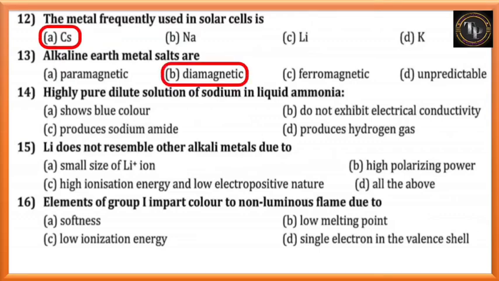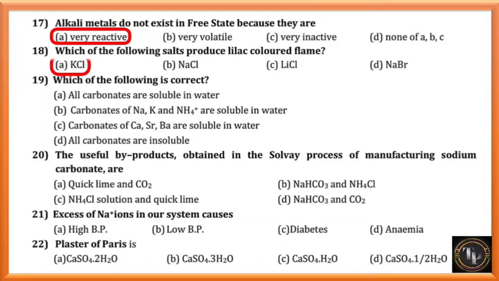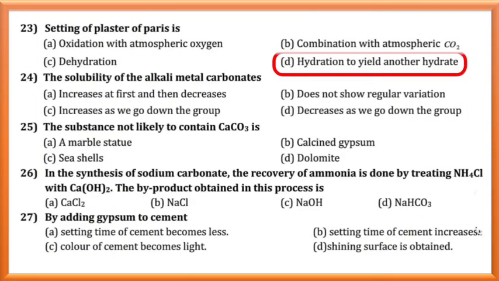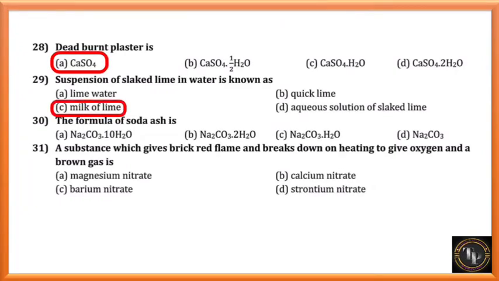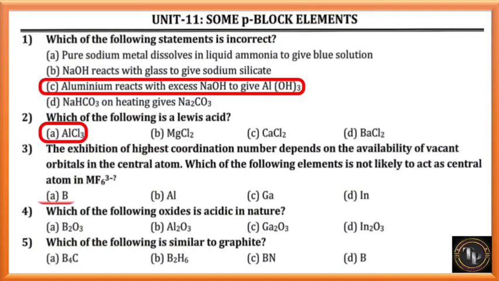Metal frequently used in solar cells: cesium. Alkaline earth metal salts are diamagnetic. See, these are the answers. Next questions. If you want, you can take a screenshot, guys, quickly. Each chapter has about 20 to 25 MCQs given. Definitely they will ask questions from these MCQs only, guys, because I have put in a lot of effort to make this video. Next one, some P block elements. So these are the answers you can take, guys.